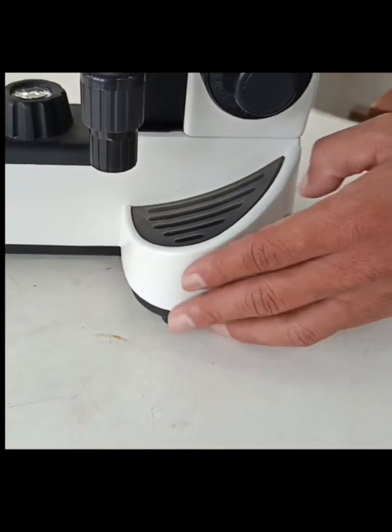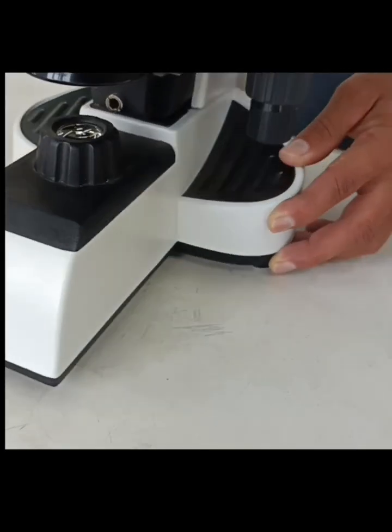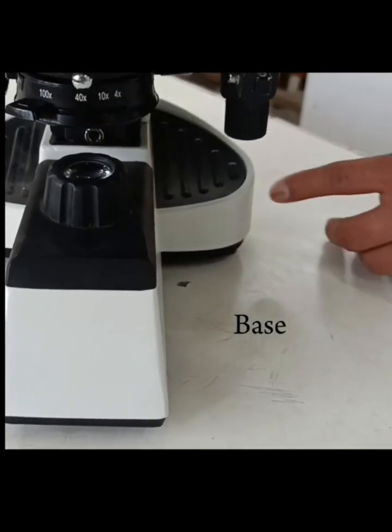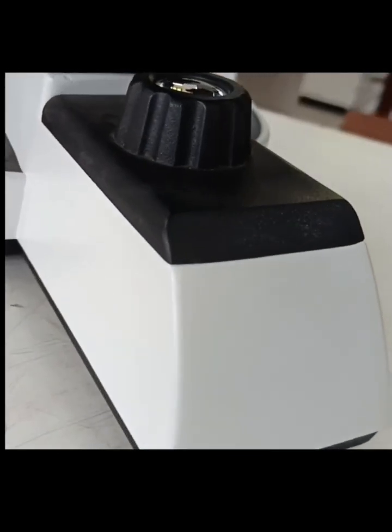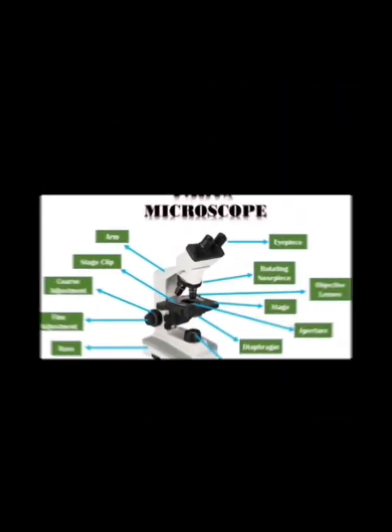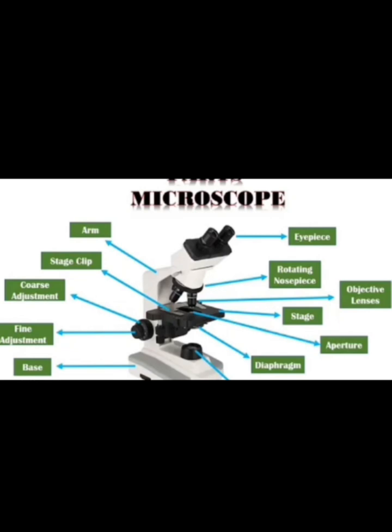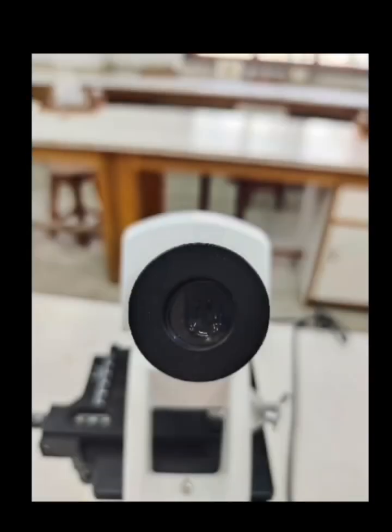The final part of this compound microscope is base which supports the whole microscope. So now I will be talking about different parts of compound microscope and their functions. The first part of the compound microscope is eyepiece.